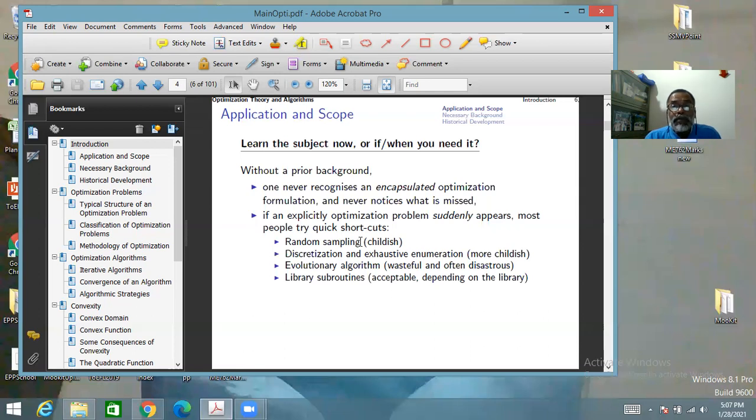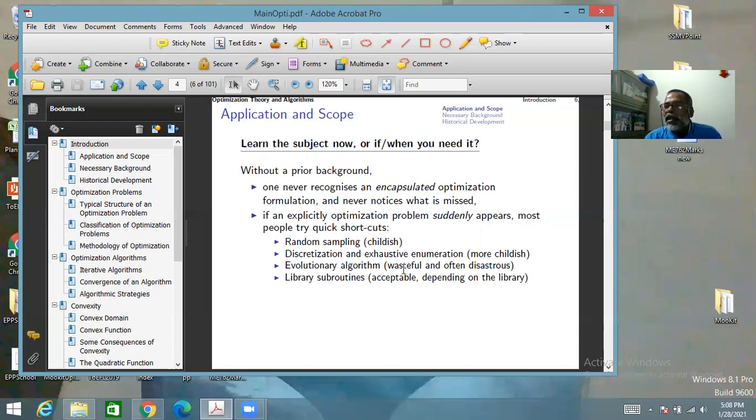Then there are even more childish suggestions that in the design space, in the solution space, I go on evaluating over a discretized grid and whatever turns out best. But that is extremely time consuming and actually meaningless.